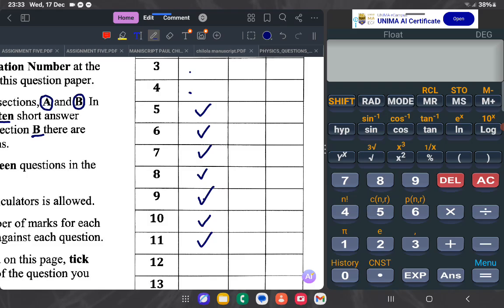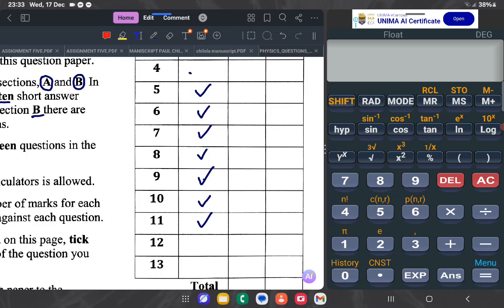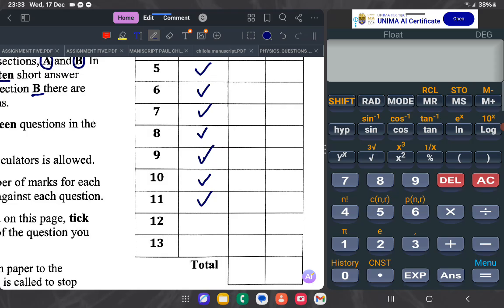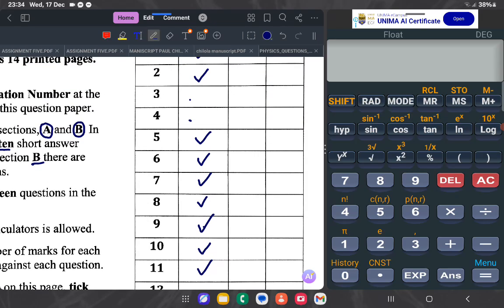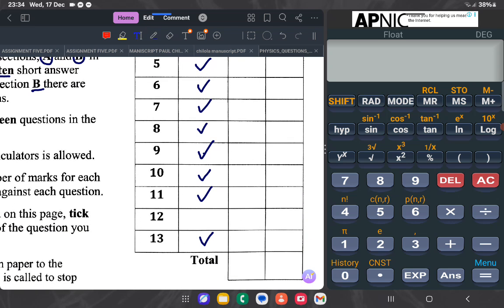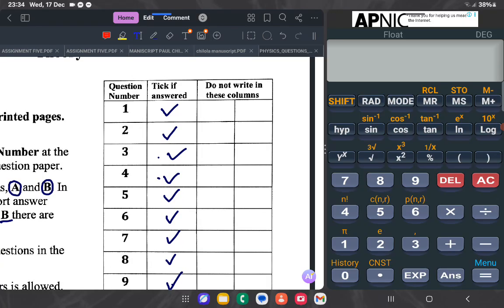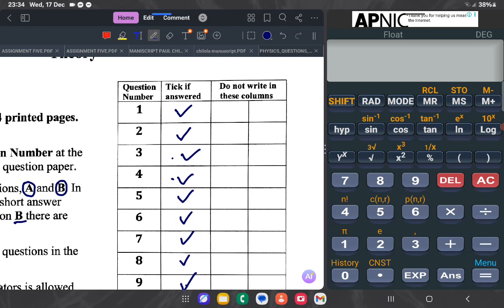But for some reason, if you skip question number 12, you leave that blank, so don't tick, and you go on to question 13. Alright, but if you happen to answer all the questions, why not? Tick all of them. Tick all the questions. I would encourage you to attempt all the questions so that you maximize the number of marks scored. Alright. And you are told not to write in these sections, so don't write in these columns. Don't write anything there. This is for recording marks.